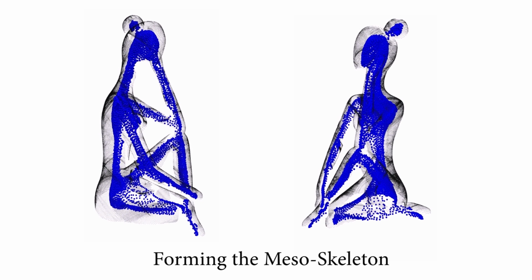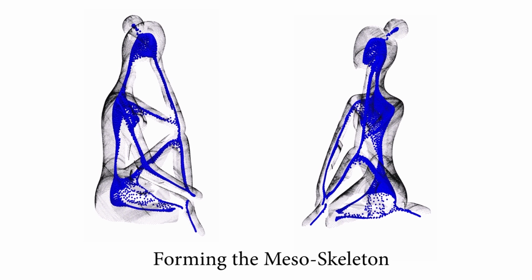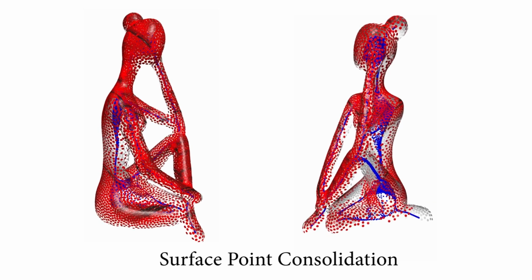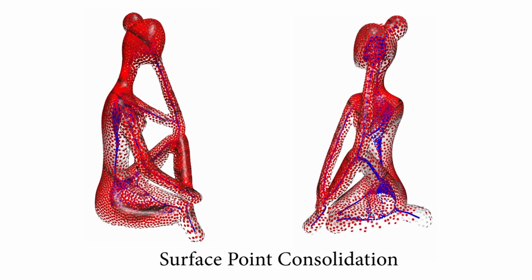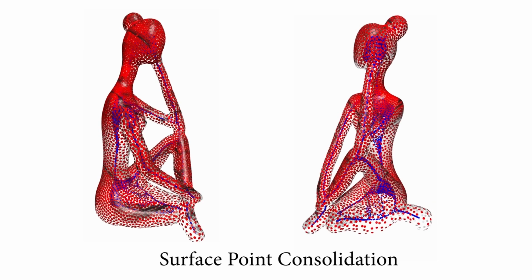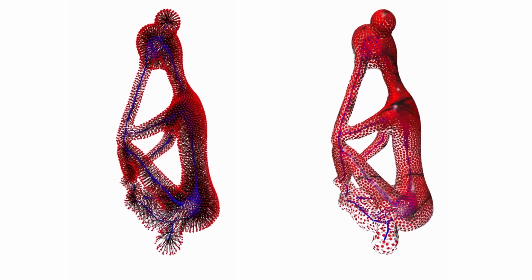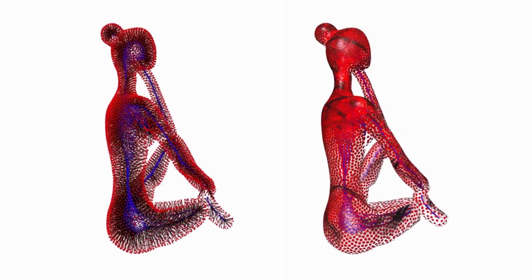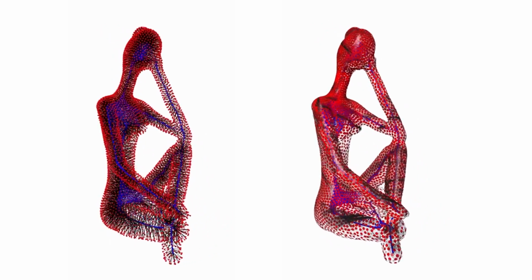We further consolidate the anchor points to form the mesoskeleton using anisotropic neighborhoods. Finally, the mesoskeleton provides the non-local information that guides surface point consolidation, and it allows us to complete large missing areas. The output of our algorithm is a D-points representation, which consists of a mesoskeleton with proper topology, a complete and consolidated point set surface, and a one-to-one mapping between the two.